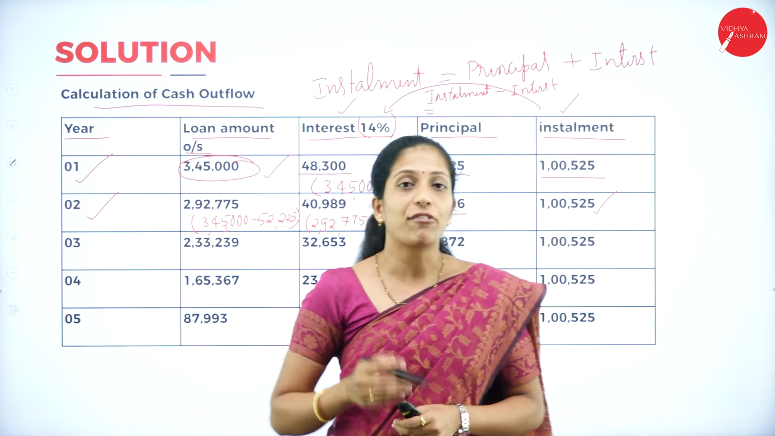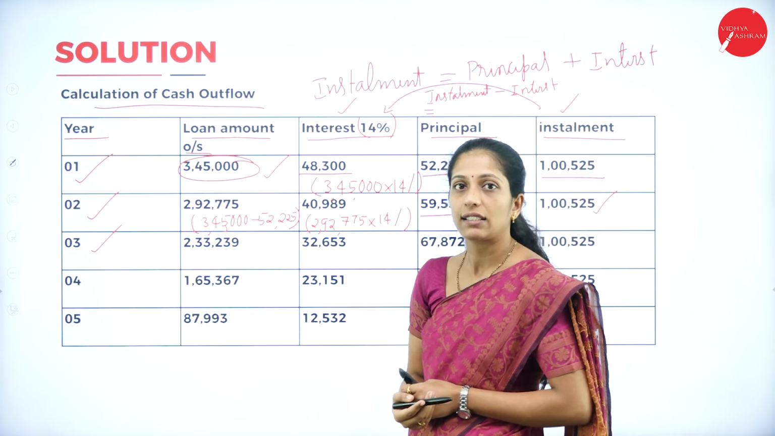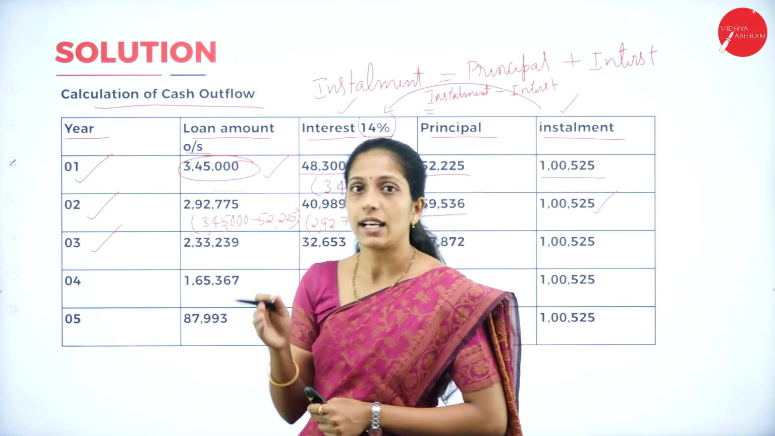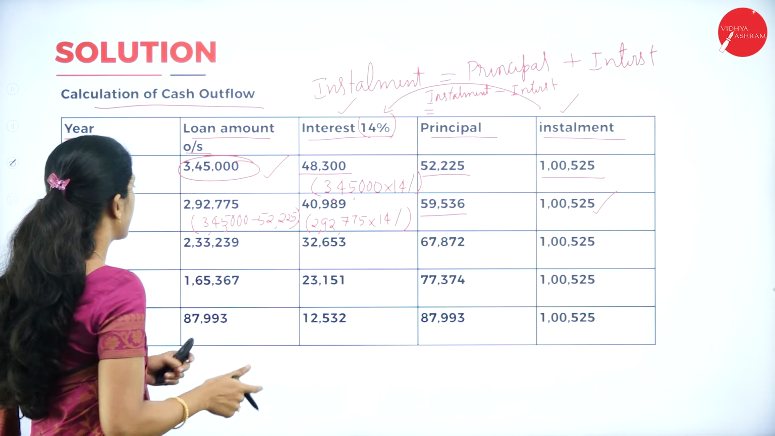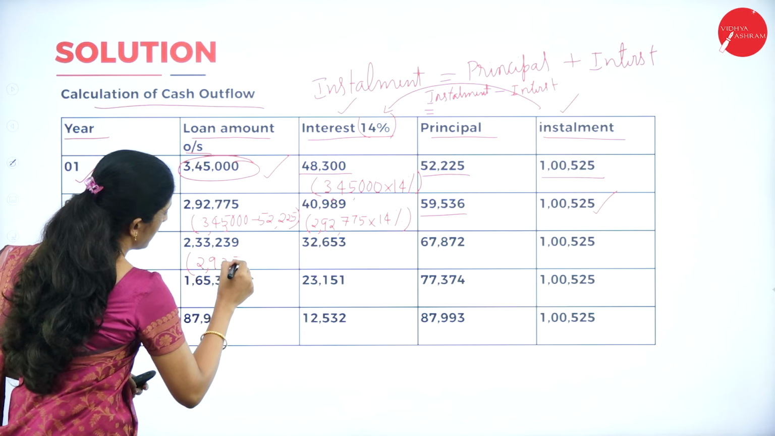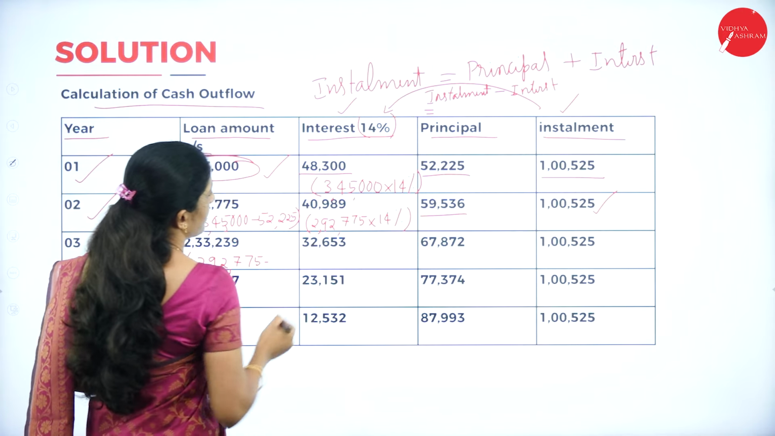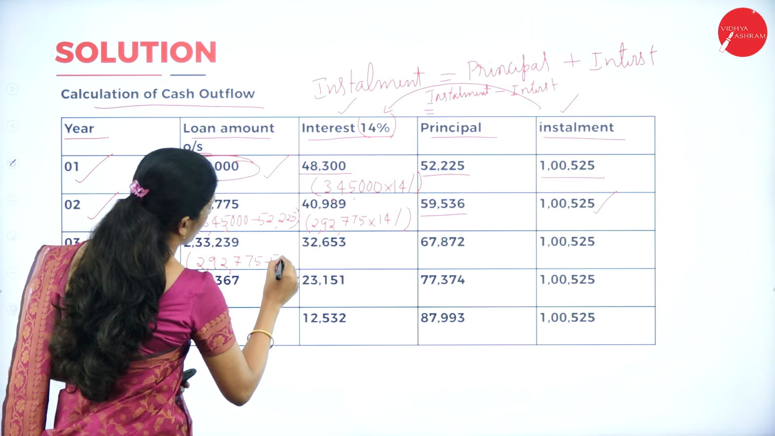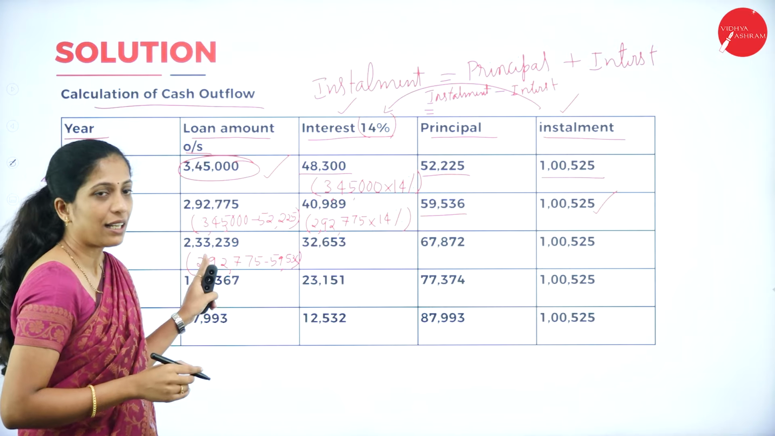In the same way, we have to calculate the third year. So what is the amount outstanding in the third year? That is second year outstanding minus principal amount. Now, what is the second year outstanding? That is 2,92,775 minus what is the principal we have paid in the second year, 59,536. So this is the amount payable in the third year.